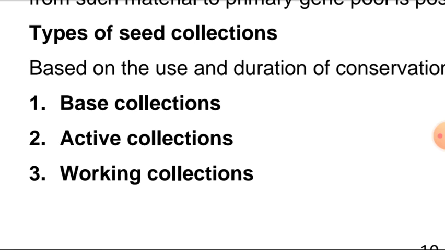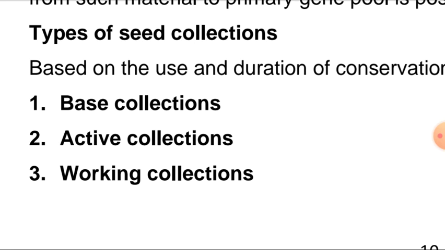These germplasms are used only for regeneration of the species. So here it is a principal collection, and we can maintain those particular seeds for up to 80 to 100 years.